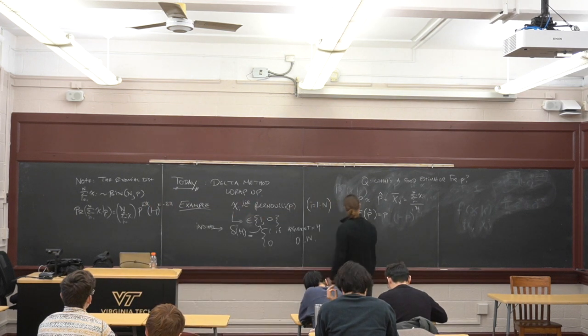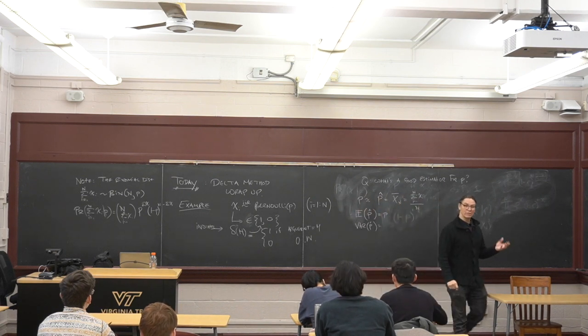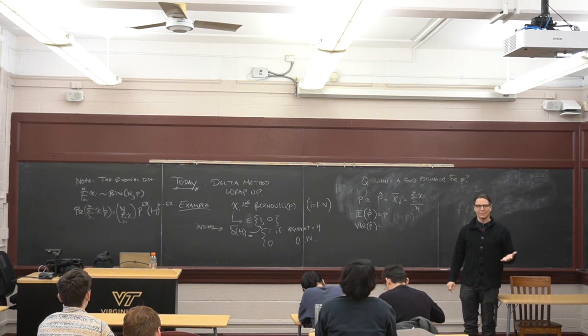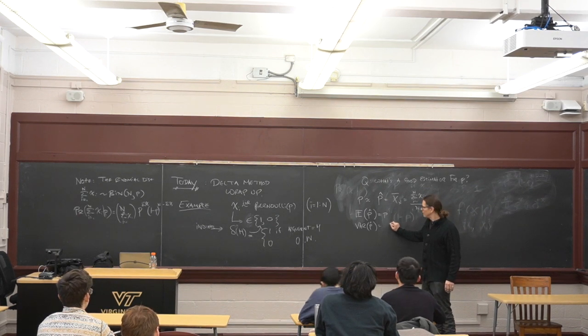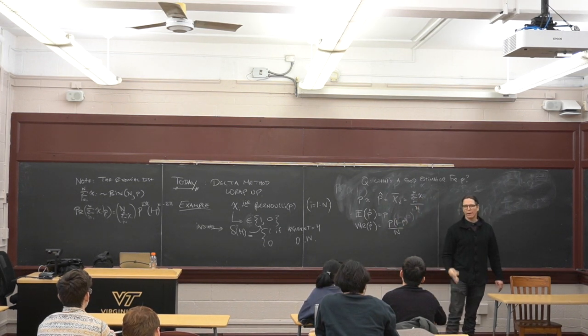What's the variance? Again, another Stat 101-esque question. Everybody knows, right? Go ahead right there. p times 1 minus p over n. p times 1 minus p over n. And if you were to derive that, how would you do that?